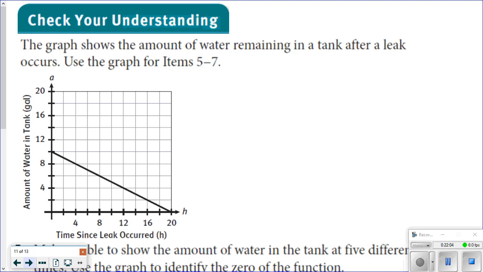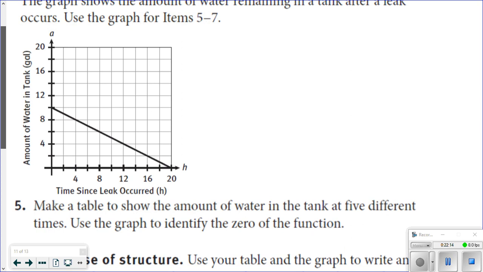The graph shows the amount of water remaining in a tank after a leak occurs. So notice on my y-axis here, it's labeled A, probably for the amount of water in the tank, and it's measured in gallons. My x-axis is labeled H for hours, and that stands for the time since the leak occurred. You're going to have to use the My Notes section of your book for these questions, which is the graph paper.